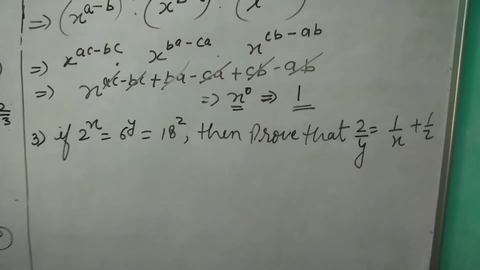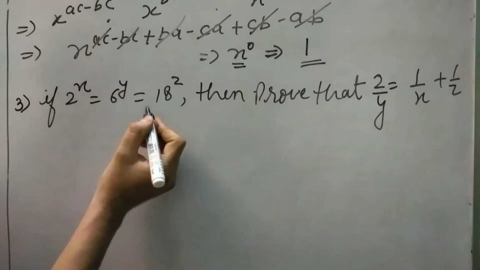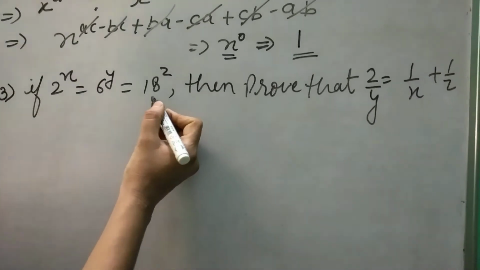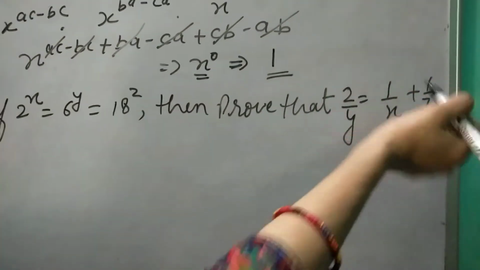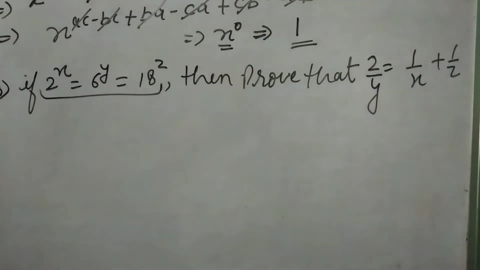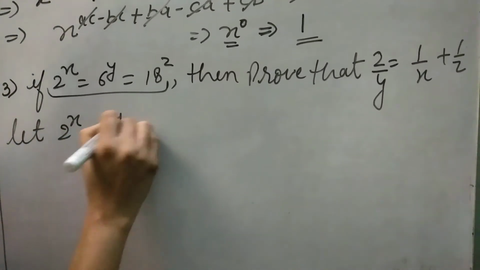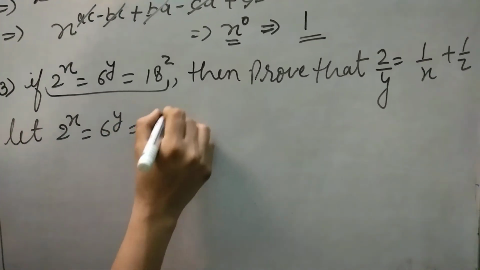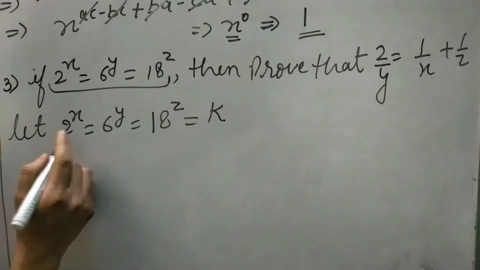The next question: if 2 raised to the power x is equal to 6 raised to the power y is equal to 18 raised to the power z, then prove that 2 upon y is equal to 1 upon x plus 1 upon z. Now these three values are equal to one another, so we can let 2 raised to the power x equal 6 raised to the power y equal 18 raised to the power z equal k. Now we will take them individually.